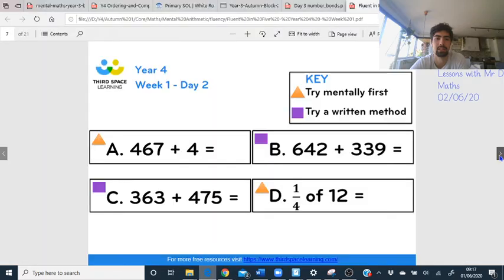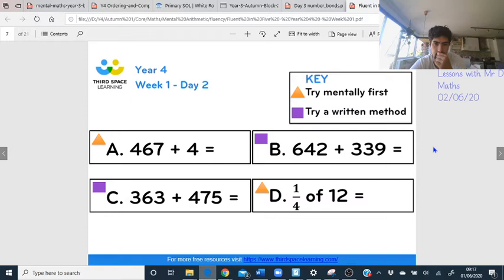Right. Day 2. Here are your questions. It does say year 4, don't worry too much. I'm kind of doing this for a range of abilities in children. So some things might be easier, some things might be trickier. Hopefully there's something here that's a bit trickier. Right, have a go at these.